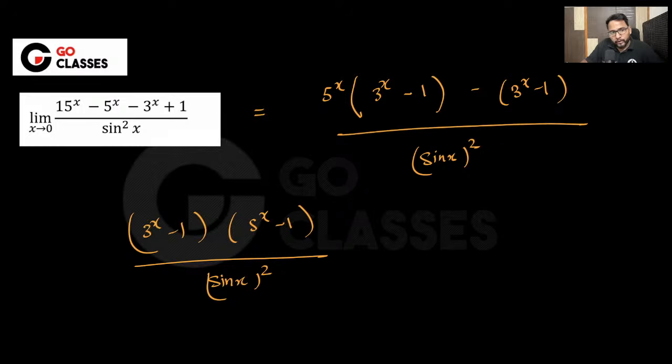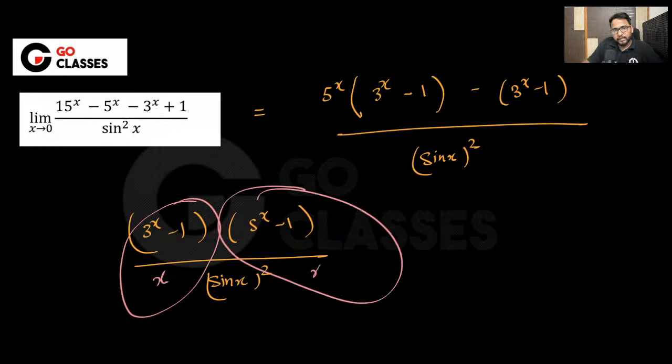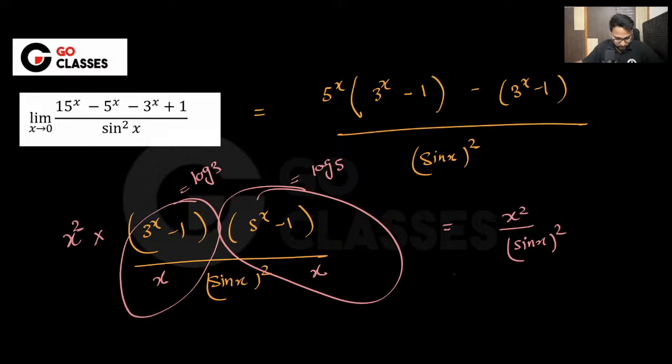Now what you can do, you can multiply and divide x in this, and then there will be x square multiplied by this quantity. Now this will be log 3. This will be log 5, right? And then here you have x square upon sin x square. Okay. Is this okay to everyone?